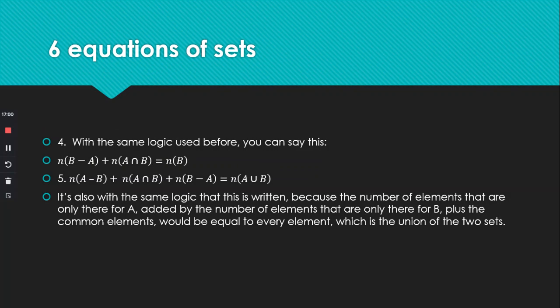Now, 4. With the same logic used before, you can say this. The number of elements in B minus A plus the number of elements in A intersection B is equal to B. We said that before. And also, I'll give you some time to do it for 5.